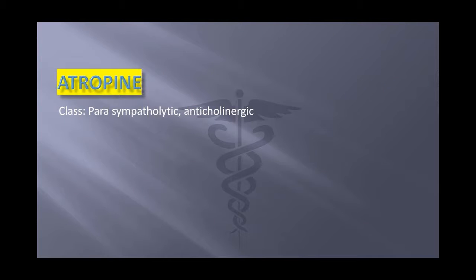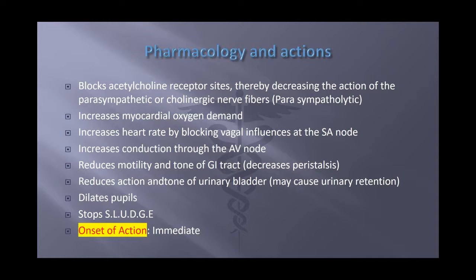Atropine, parasympatholytic, anticholinergic. Pharmacology and actions. Blocks acetylcholine receptor sites, thereby decreasing the action of the parasympathetic or cholinergic nerve fibers. It increases myocardial oxygen demand.